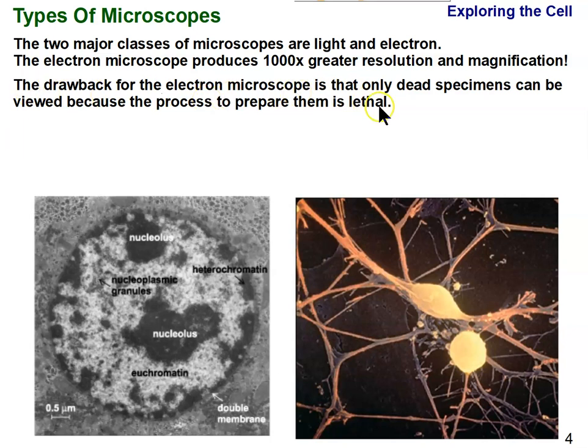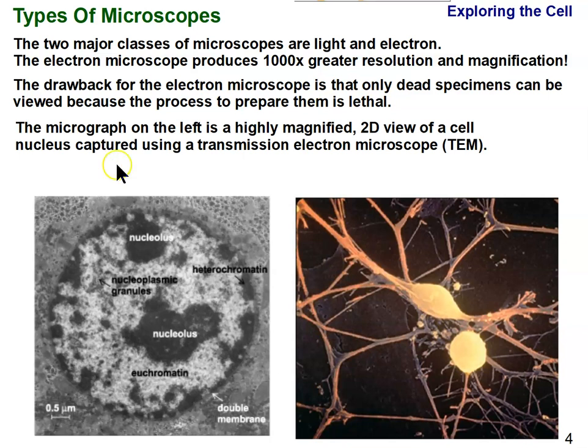The drawback for the electron microscope, though, is that the specimen has to be dead, because in the process of preparing the specimen to view it under the electron microscope, the specimen is killed. So that's a drawback. The micrograph on the left is a highly magnified two-dimensional view, and that's important in understanding the difference between these two different kinds of electron microscopes. A transmission electron microscope, TEM, gives you a two-dimensional view of whatever you're looking at.